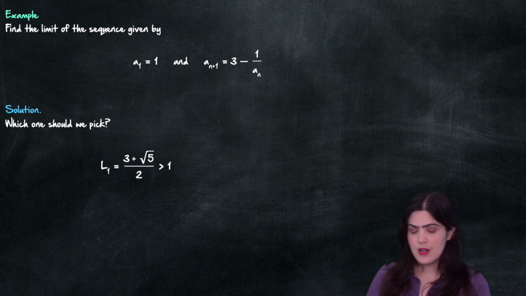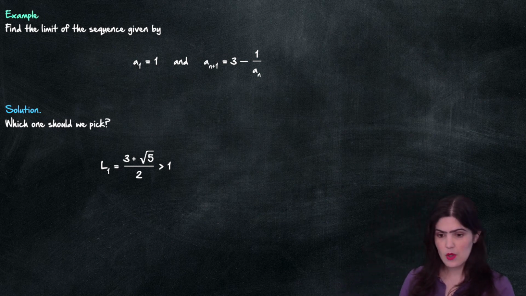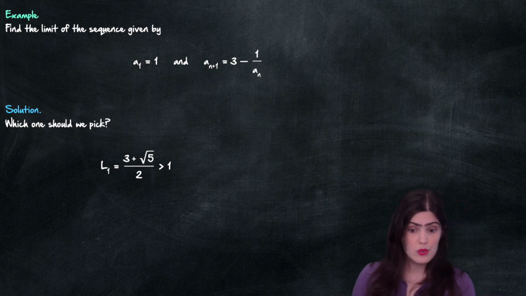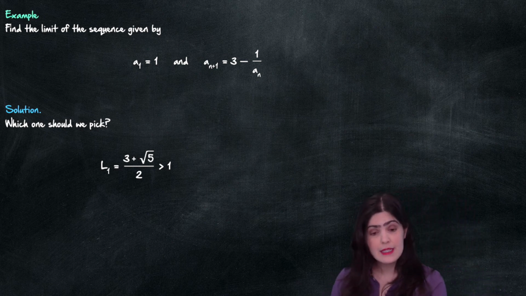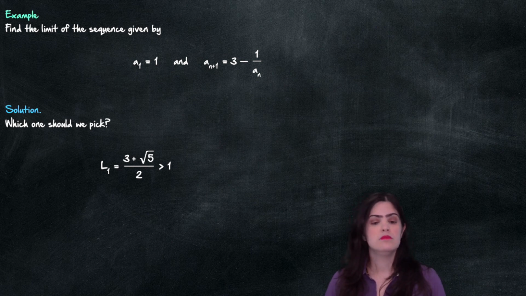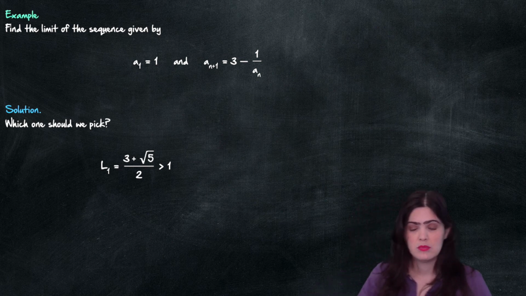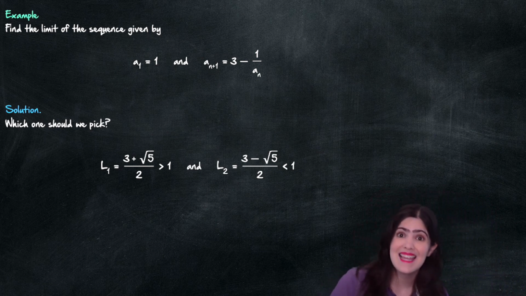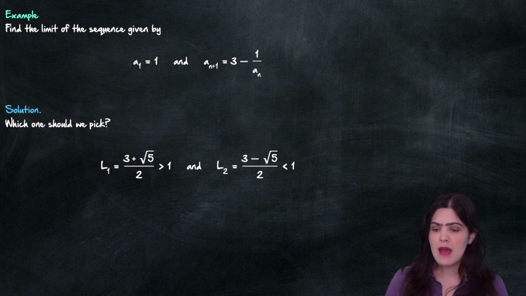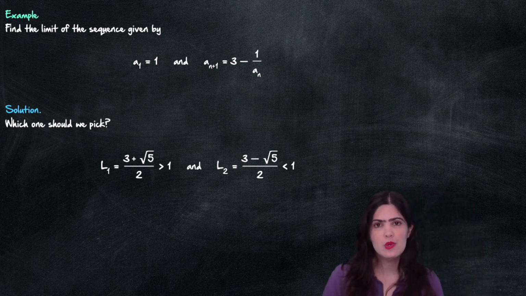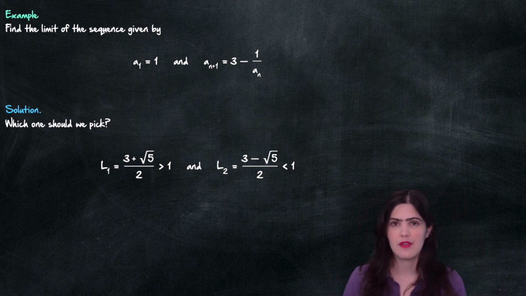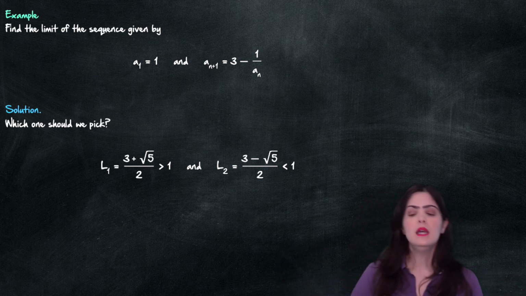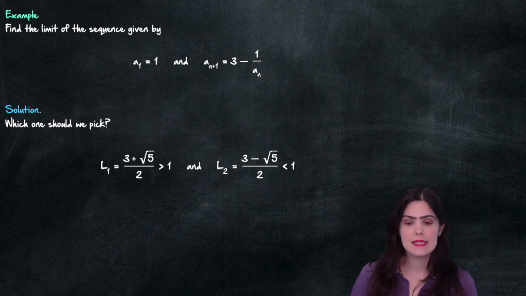Well, the first one, 3 plus square root of 5 over 2, is greater than 1. You can check. 3 is bigger than 2. 3 plus square root of 5 is bigger than 2, definitely, so this is bigger than 1. It's actually bigger than 2. And the other one, if you check, is less than 1. 3 minus square root of 5 over 2 is like 0.38 something. It's definitely less than 1. Then which one would make sense?